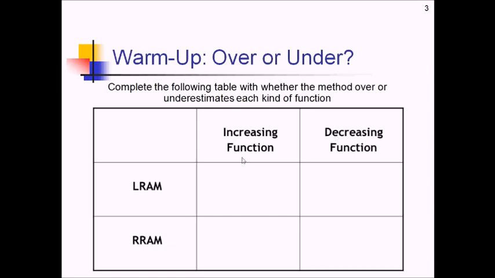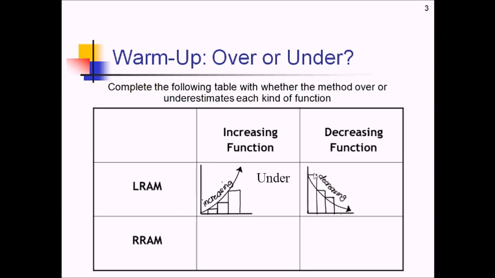So for LRAM now, the easiest way to do this, by the way, is to draw a little picture. Here is left side approximation on an increasing function. Notice our left part of our rectangle is hitting the function. So the white space under here tells us that we have an underestimation going on. Now if we take the same method, left endpoint, and use a decreasing function, now that is causing us to overestimate the space under the curve.